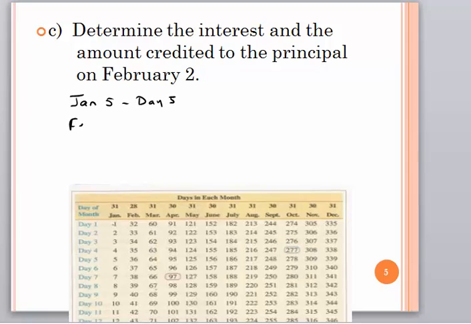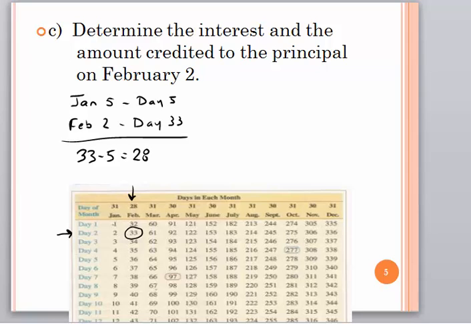And let's determine what February 2nd is. And so we use our table. We find February, we look at day 2, and we see that February 2nd is the 33rd day of the year. And so how many days are there between January 5th and February 2nd? We'll simply subtract 33 minus 5, and so we're looking at a period of 28 days.